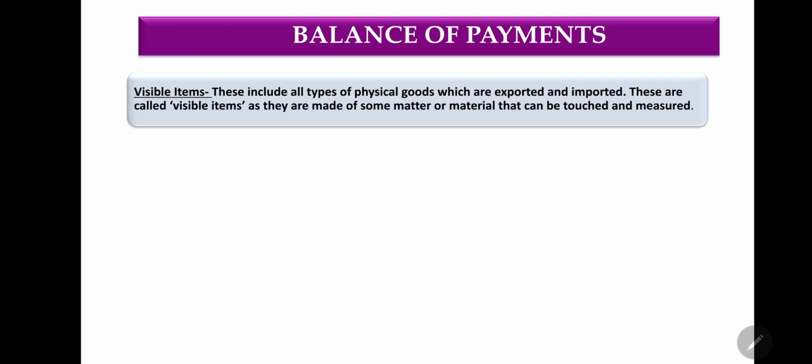So first component of economic transaction includes visible goods. So what are visible goods? These are physical goods. All types of physical goods are categorized as visible items, and these items can be exported or imported. Something very important, they have volume. This is made up of matter and that can be touched and measured. These are what is known as visible items. They are made up of physical goods, occupy space, they can be exported or imported, and they can be touched and measured.